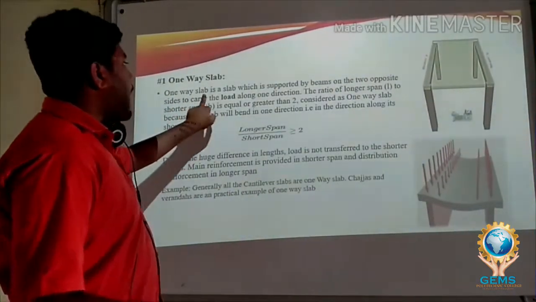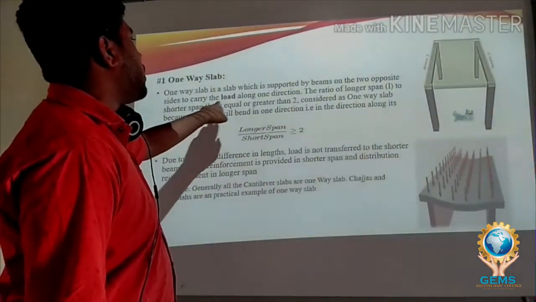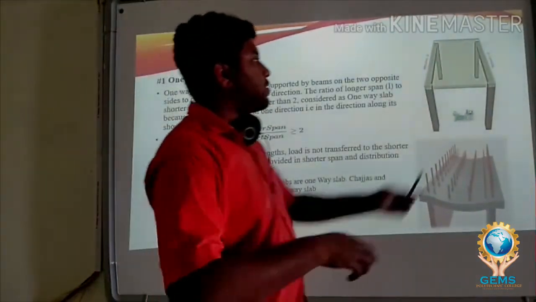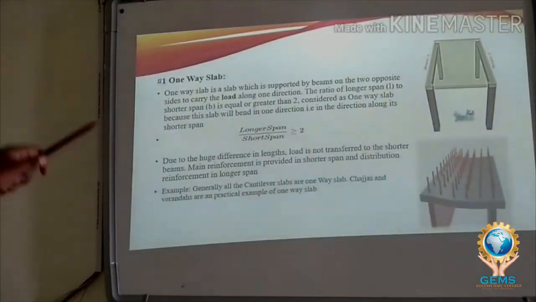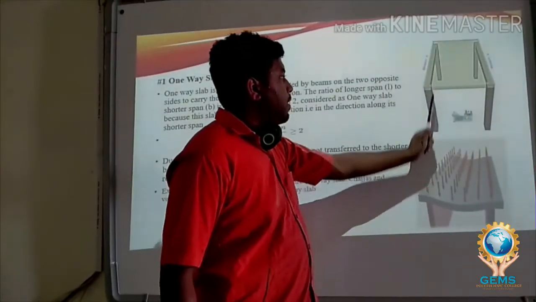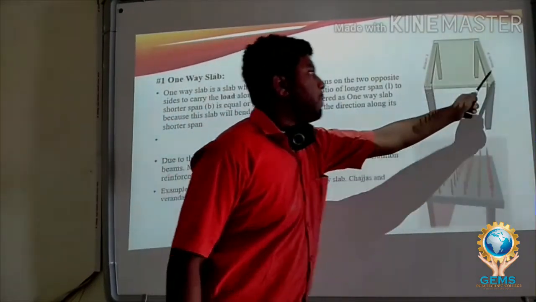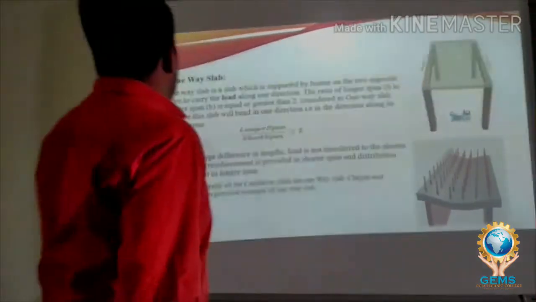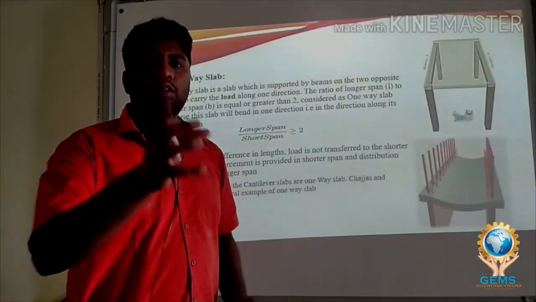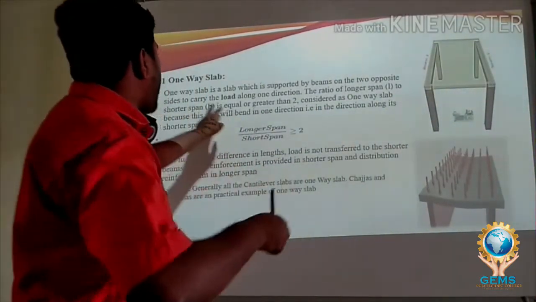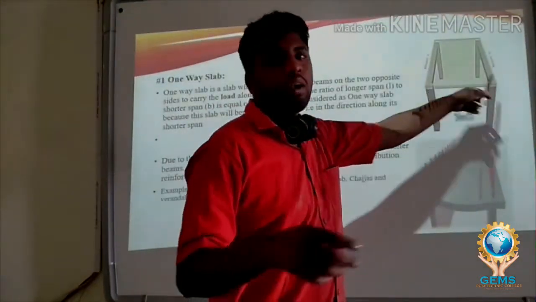One-way slab is a slab which is supported by beams on two opposite sides to carry the load along one direction. As you can see, this is a one-way slab. So this one-way slab is supported by two beams on either opposite sides, and it carries the load along only one direction. It may carry the load on the shorter span.